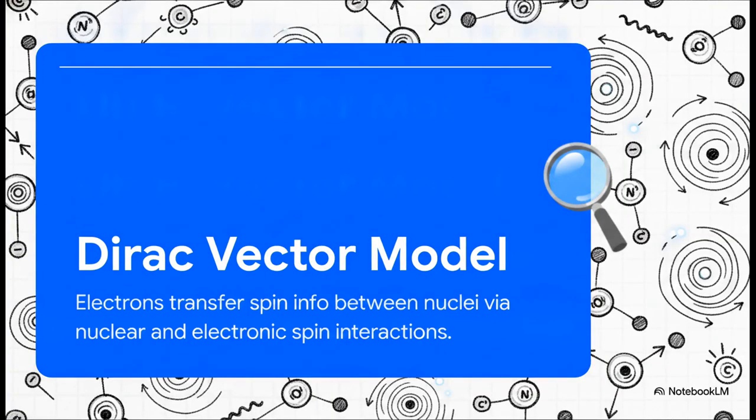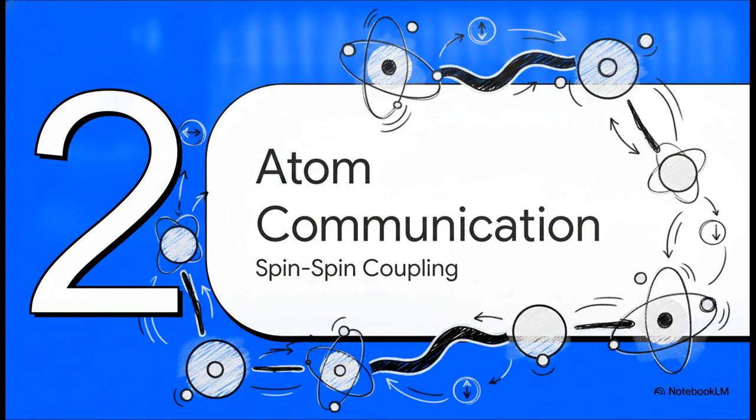Before we can build up the whole molecule, we really need to understand how these atomic magnets behave and share info. The best way to visualize this atomic communication is through the Dirac vector model. It basically explains how spin information transfers via electrons. It isn't magic, even though it kind of feels like it. The electrons hanging out in the intervening bonds actually ferry that spin information from one nucleus to another, completely through direct interactions between the nuclear and electronic spins. Which brings us nicely to part 2, how atoms communicate.